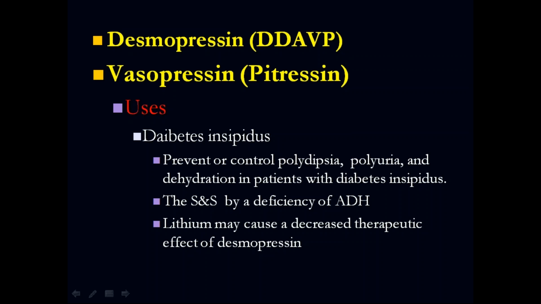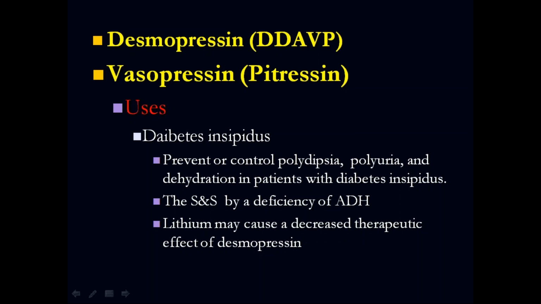So here, vasopressin is actually the ADH. Vasopressin, desmopressin, DDAVP, Pitressin, those are all ADH, antidiuretic hormone. So with diabetes insipidus, you pee a lot. You give antidiuretic hormone, ADH, and you control the urination.